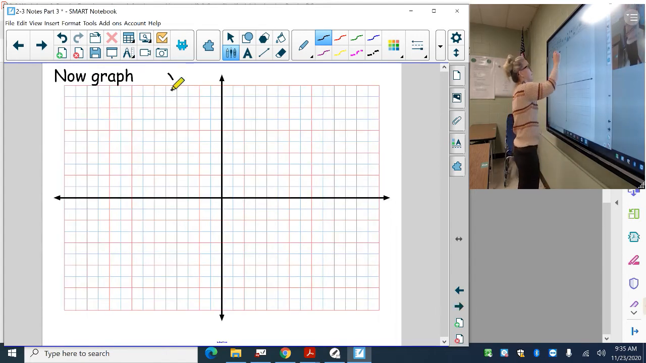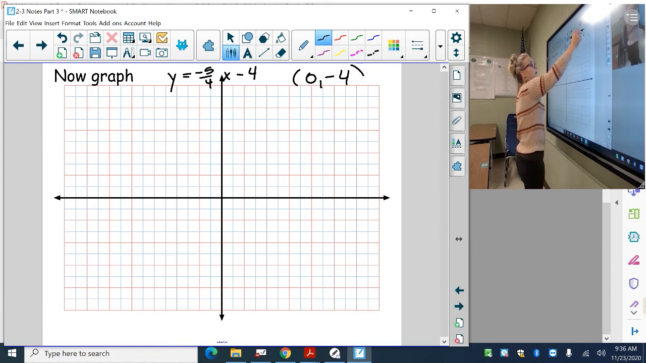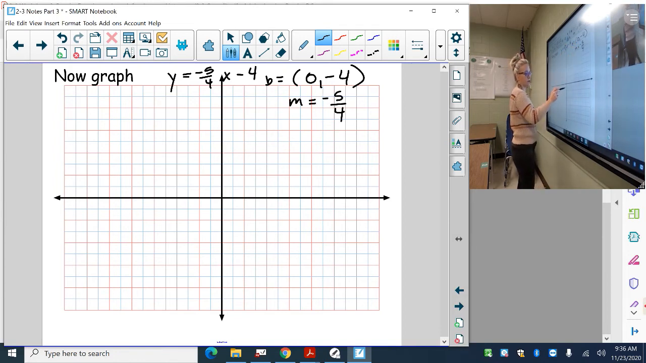And now we have to graph it. y equals -5/4 x minus 4. So we're going to start at (0, -4). That's my y-intercept. And my slope is -5/4. So (0, -4), then 1, 2, 3, 4. Slope is -5/4. So we're going downhill.